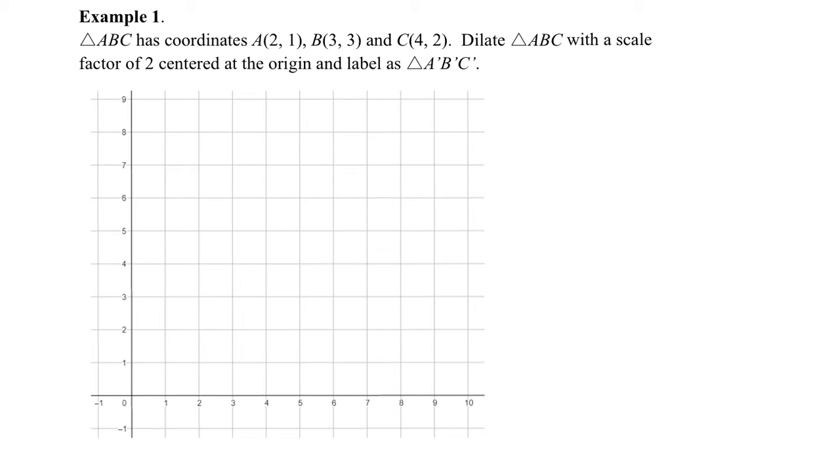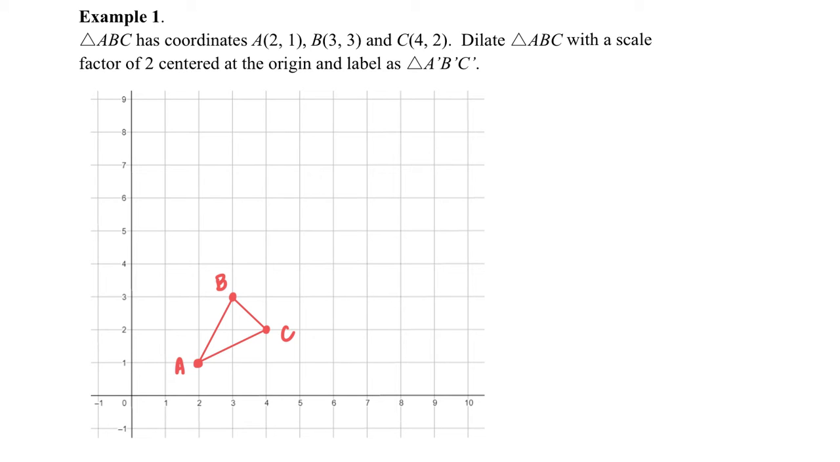We have triangle ABC has coordinates A is (2, 1). So there's A. B is (3, 3). And C is (4, 2). All right, so let me go ahead and connect those. Okay, so there's triangle ABC. Then we want to dilate triangle ABC with a scale factor of 2 centered at the origin and label as A prime, B prime, C prime.